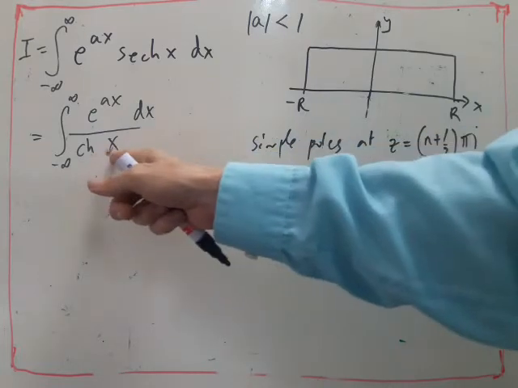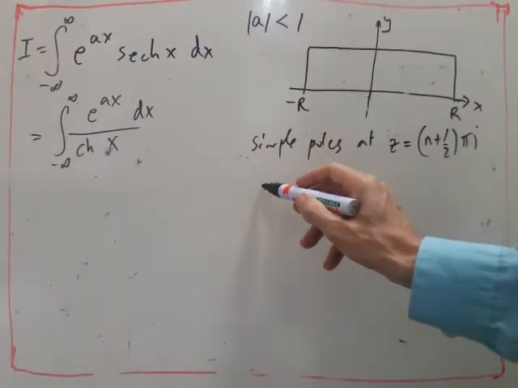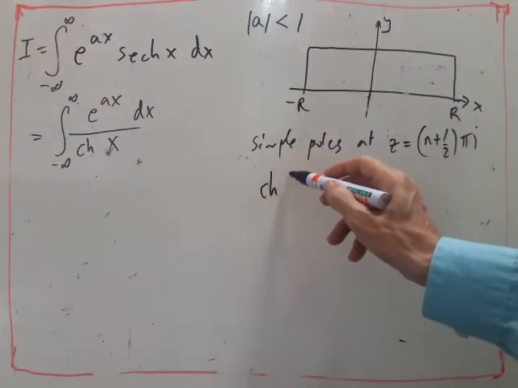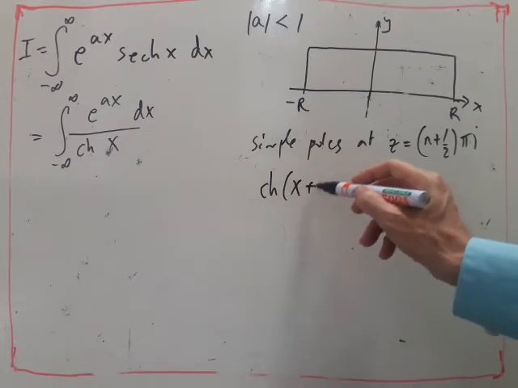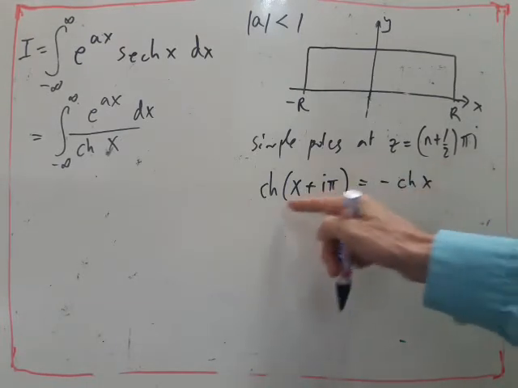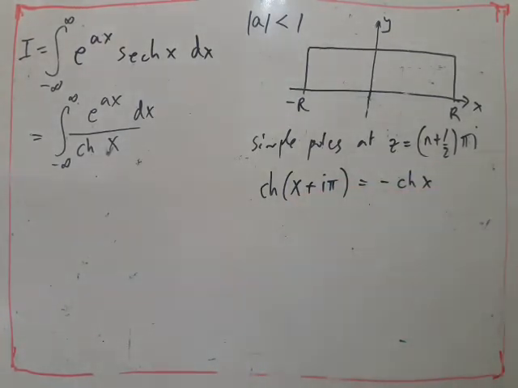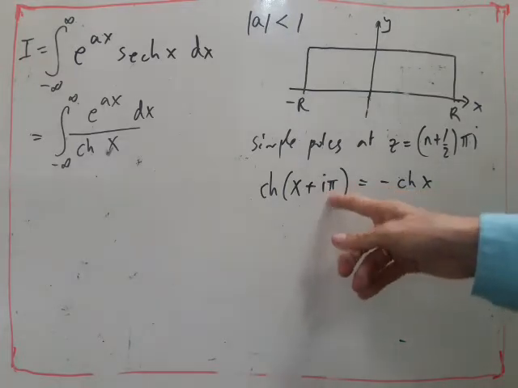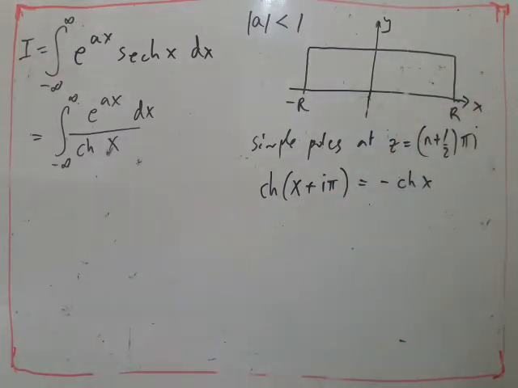So we just have to look at this function and say, well, what do I know about cosh? You might remember that cosh of x plus i pi is equal to minus cosh x. If I change that to pi by 2, I don't get anything I would recognize. So pi would be a reasonable guess for the height of this contour.